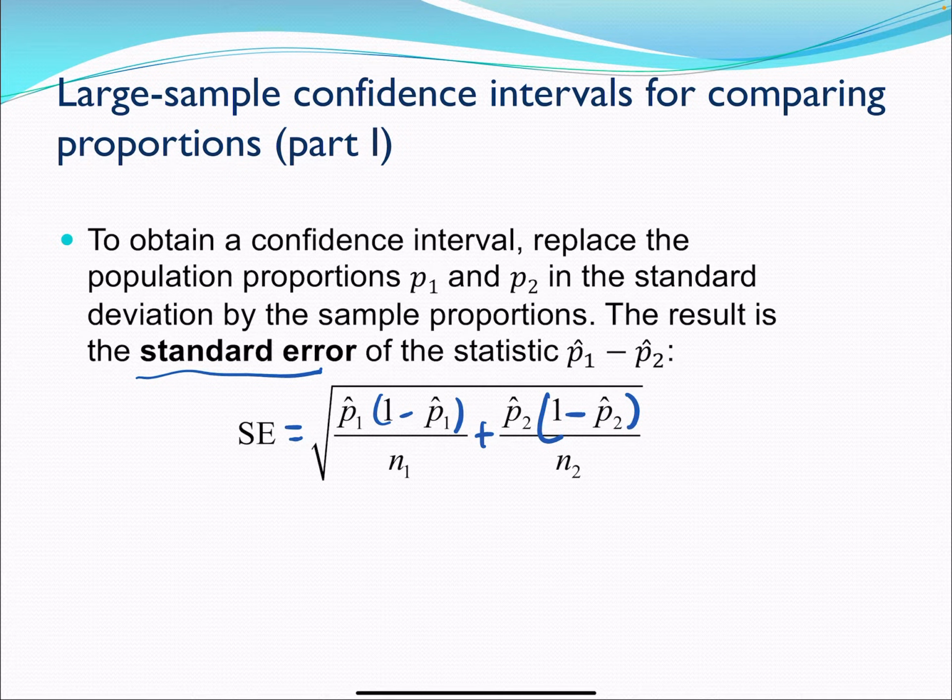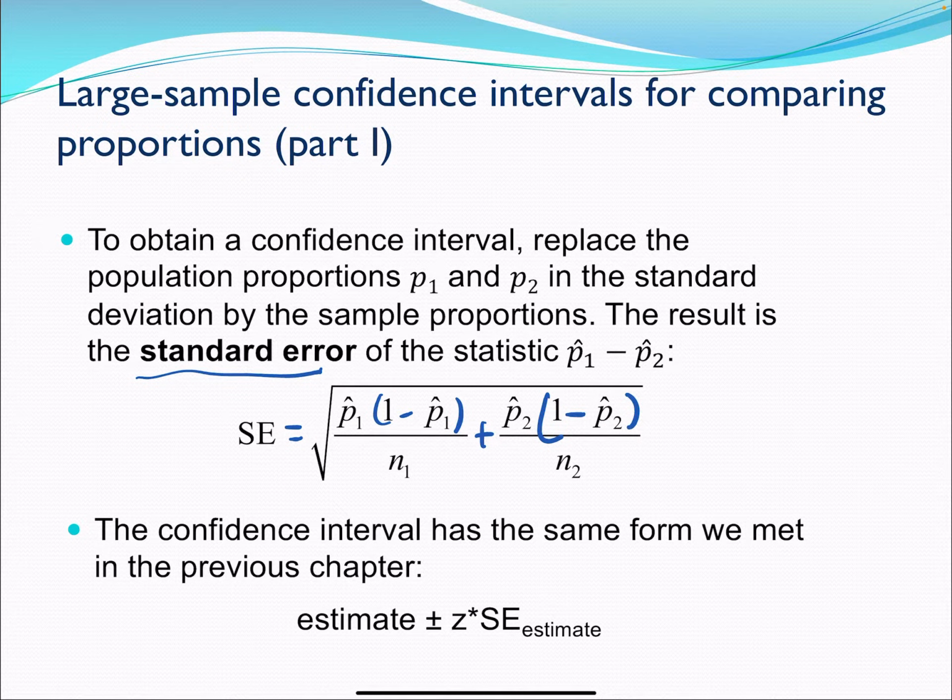The confidence interval has the exact same form we met in the previous chapter. So it's the estimate of our proportion, times our z star, that's our z critical, we get that from a z table, times our estimate of our standard error.